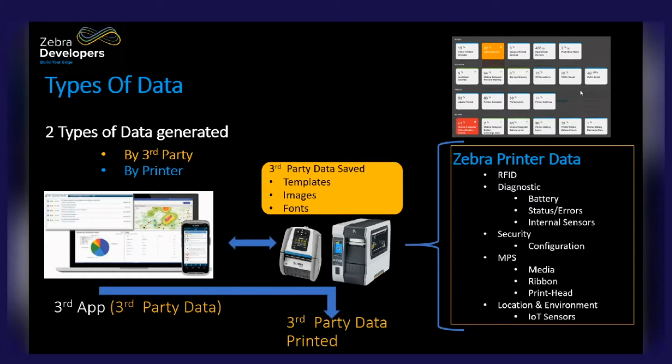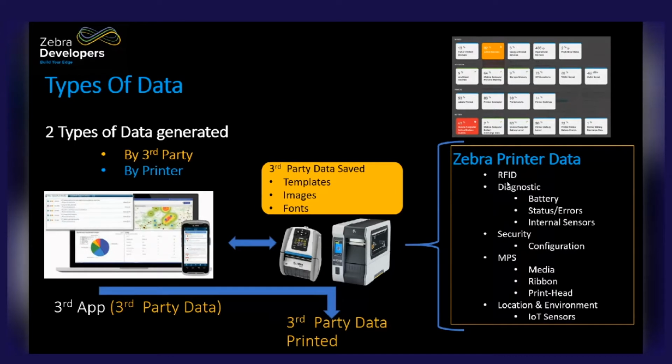The printer data we have here on the right side of the screen includes different types of data. One of them is the RFID data. Again, it is not personal data. It is all of the RFID operations data that is useful for Zebra and for other ISV parties. The diagnostic data could be battery operations or other status errors of the printers. And also we have the internal sets of data that is useful for diagnostics, like Dan Cugliana was explaining before.